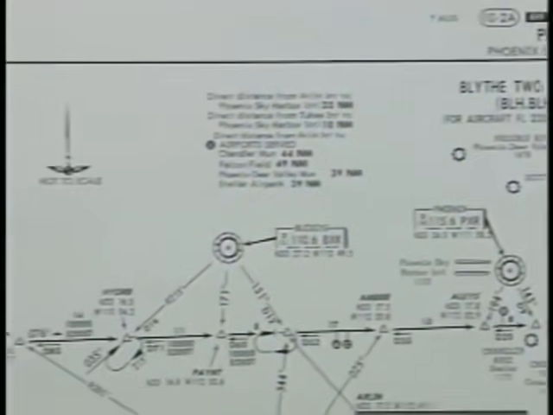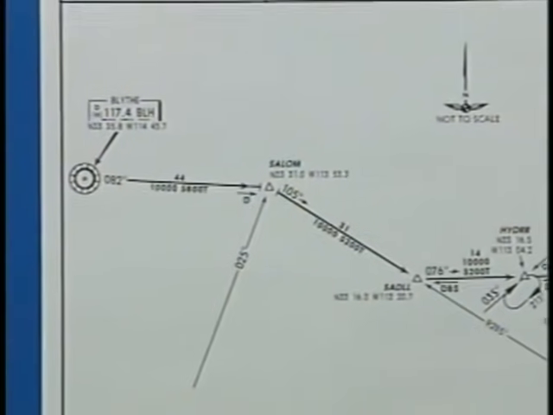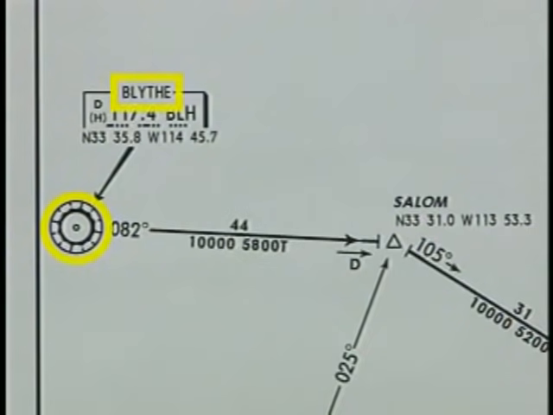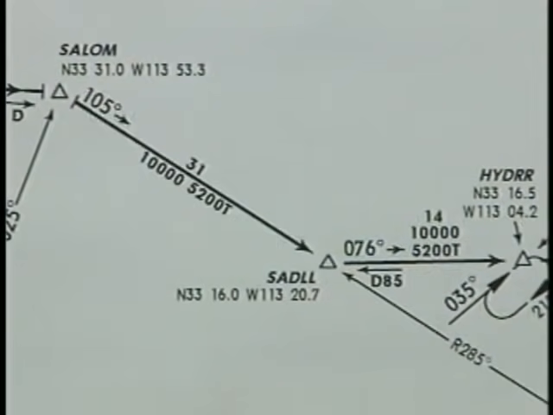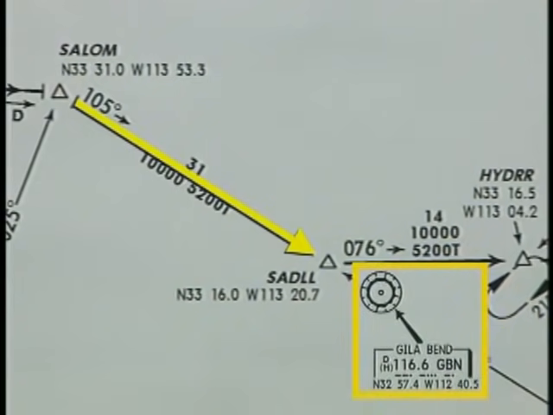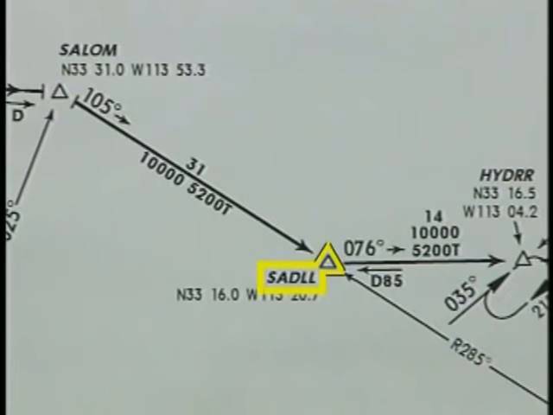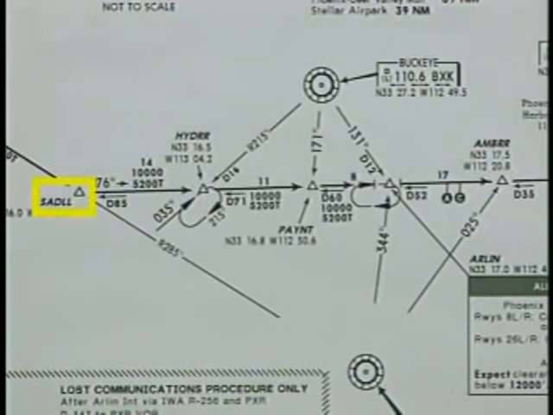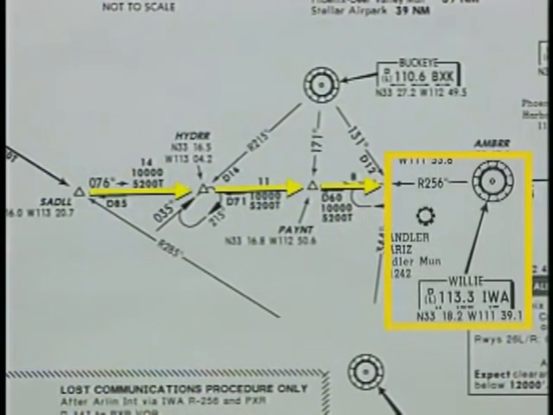Let's review the Blythe 2 arrival. This STAR begins at the Blythe VOR. From there, you'll follow the 082-degree radial to Salome intersection. Then you'll proceed inbound on the 285-degree radial of the Gila Bend VOR to Saddle intersection. When you reach Saddle intersection, you'll turn east and proceed inbound on the 256-degree radial of the Willie VOR.